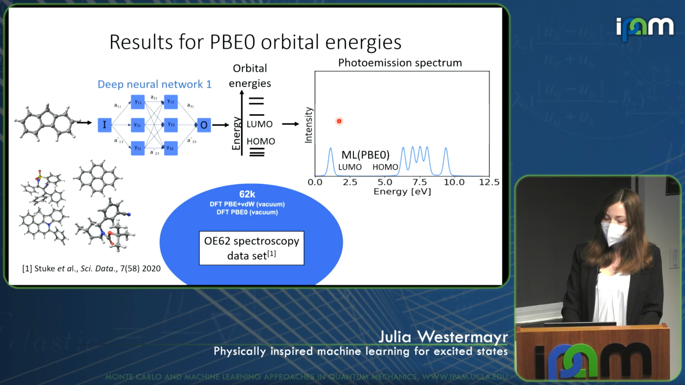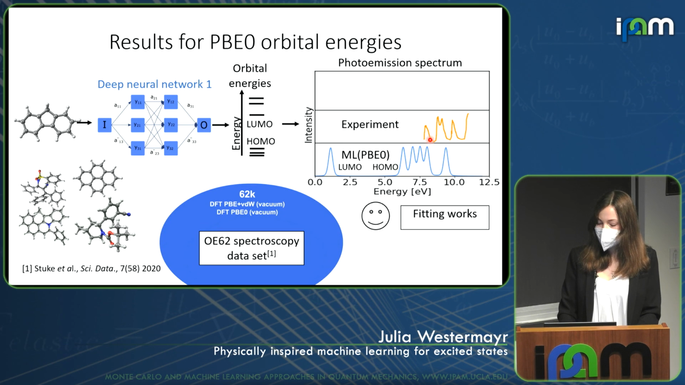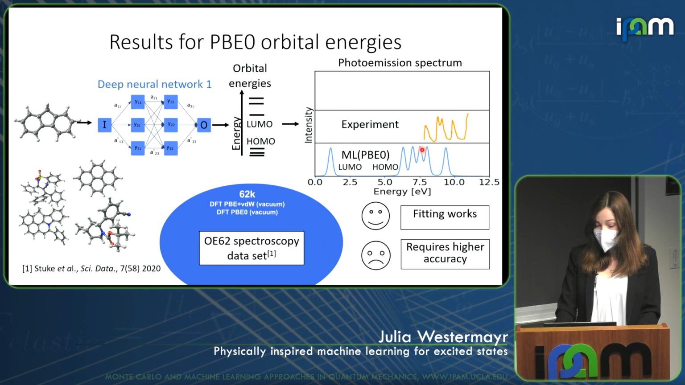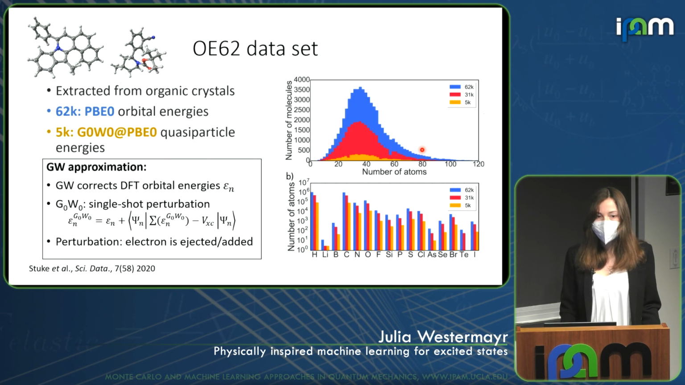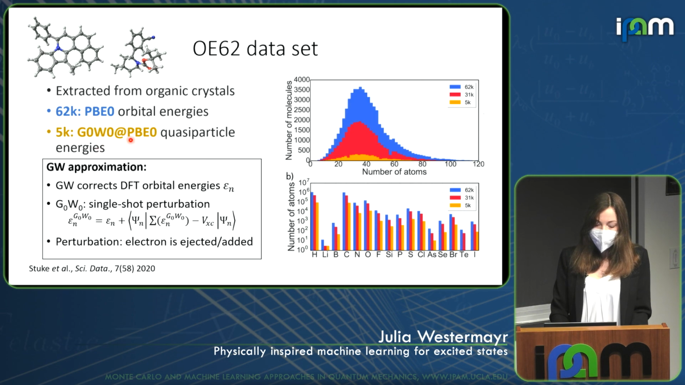We wanted to use it for predicting photoemission spectra. So the fitting worked. But then we compared to experiment, and you can see that they do not really match. And as expected, DFT orbital energies are not good approximations. So we required higher accuracy. And it is very difficult to get higher accurate excitation energies for large systems and many molecules. But this data set also contained 5,000 data points at a GW level of theory.